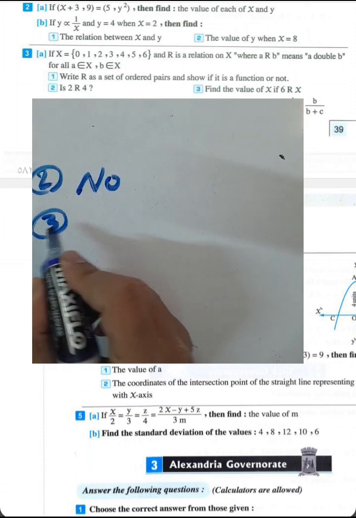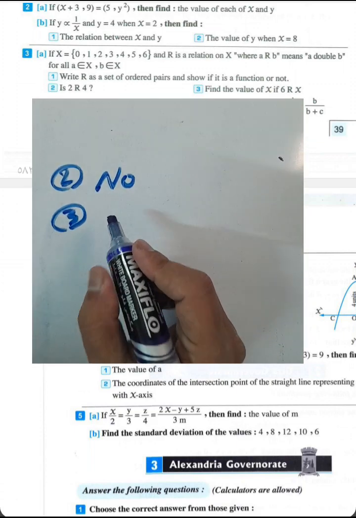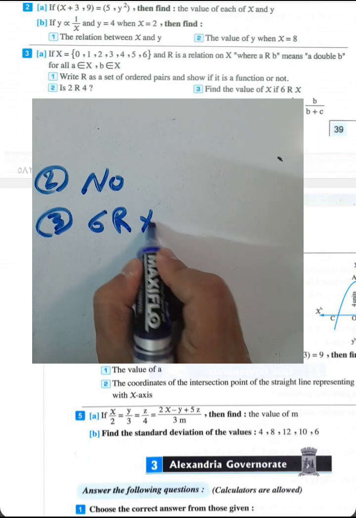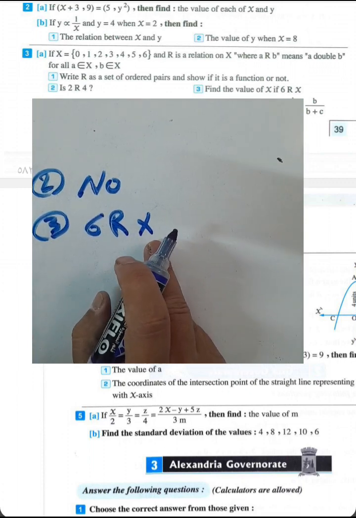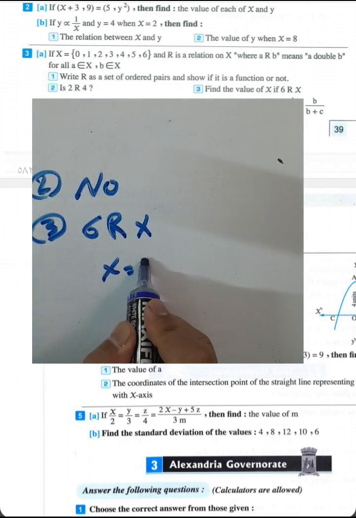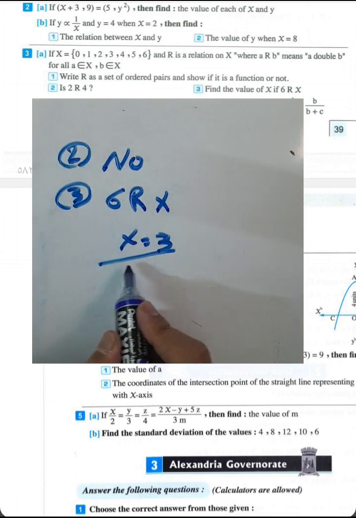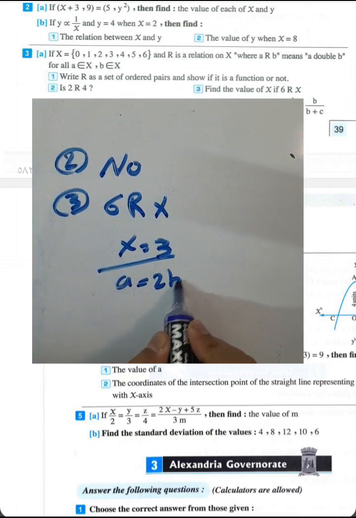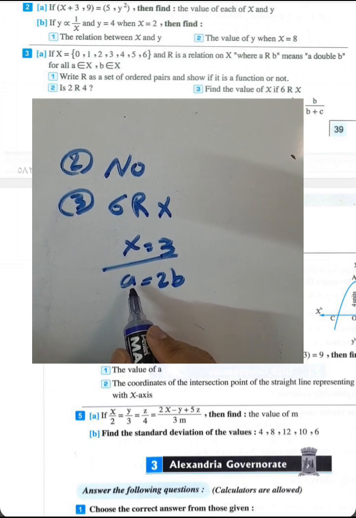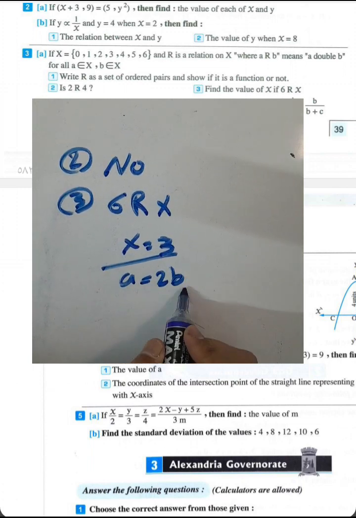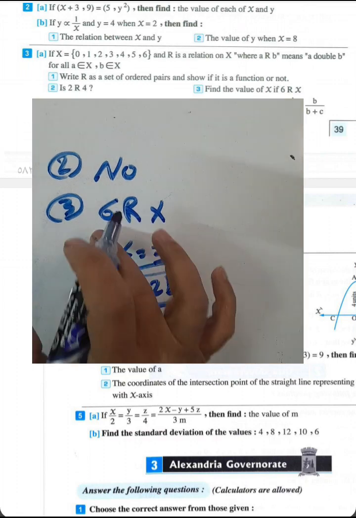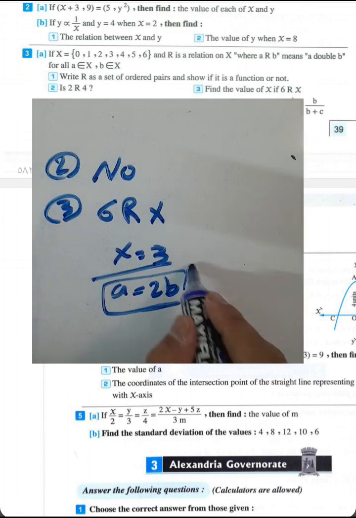Find the value of x if 6 is related to x. 6 related to x means 6 is double what? Double 3. Then x will be equal to 3, because the relation says a is twice b. 6 is twice what? 6 is twice 3. Then x will be equal to 3.